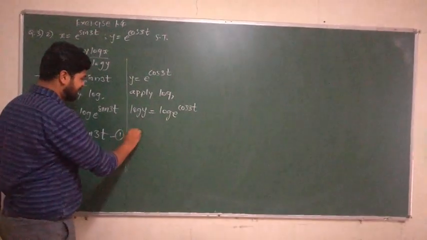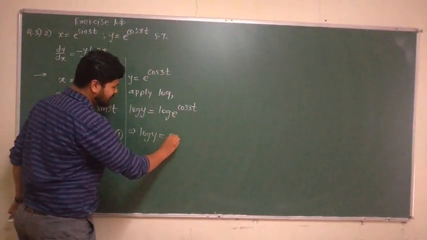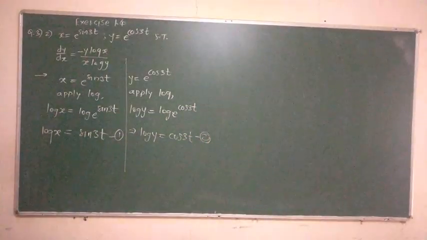Similarly, what is y? y is equal to e raised to cos 3t. Now if I apply log on both sides, then what we get? log y is equal to log e raised to cos 3t, so log y is equal to cos 3t. Now call this equation number 2.